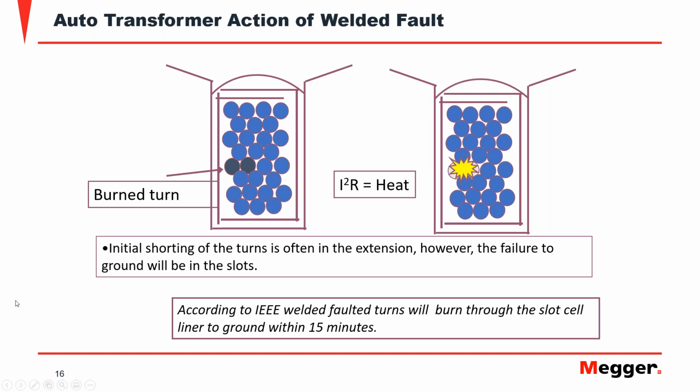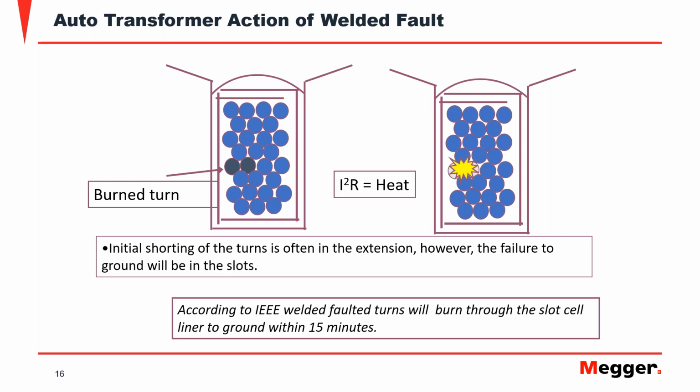According to IEEE, a shorted turn fault will burn through the slot liner to ground within 15 minutes. There is a video produced with this effect that I encourage you to look for. It's very interesting. A fault is produced between two turns, and then after 15 minutes, you see smoke coming out of the machine. Sometimes it happens even faster. It depends on the type of winding that you have, on the amount of heat that winding can dissipate, if the slot is closed or not, if it's a big machine or a smaller machine.